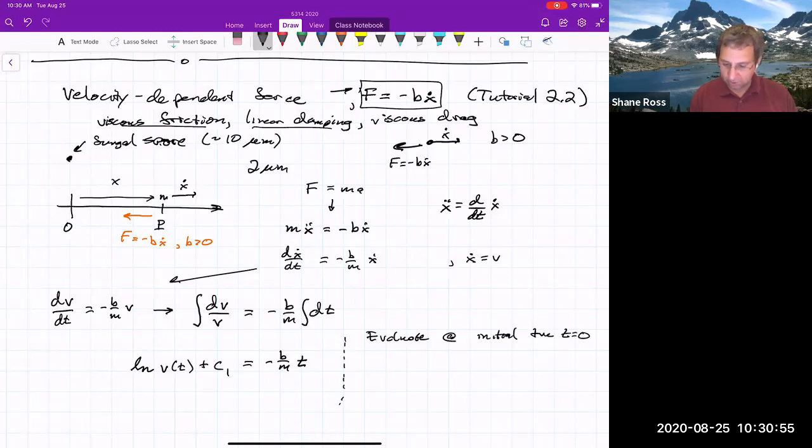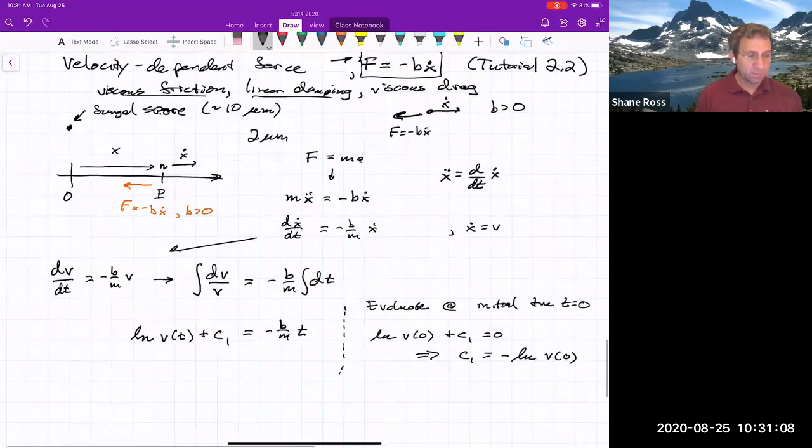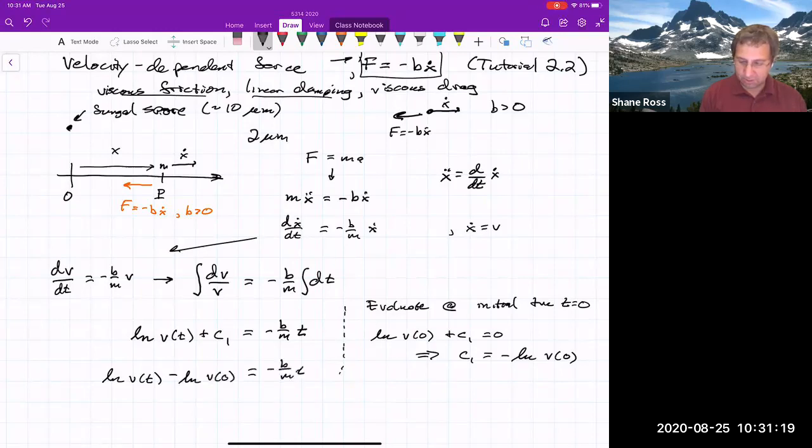And so what do we get? We get ln v0 plus c1 equals 0. So this means c1 equals negative natural log of the initial velocity. Okay, so this becomes ln v(t) minus ln, natural log, of the initial velocity equals negative b over m t.